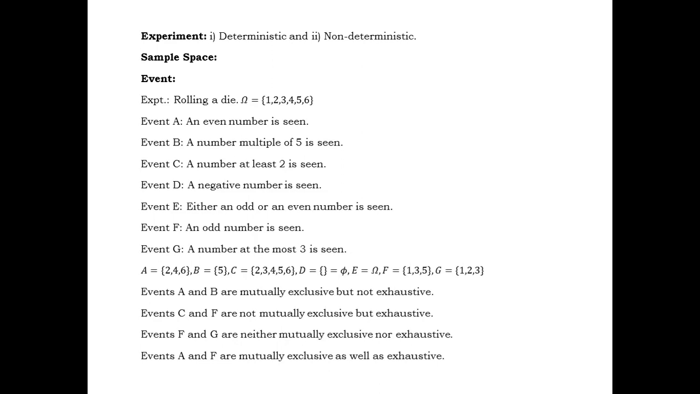So whenever some people used to say 101% or 2%, these are meaningless statements. Event F: an odd number is seen. Event G: a number at most 3 is seen. As such, we can define so many events.